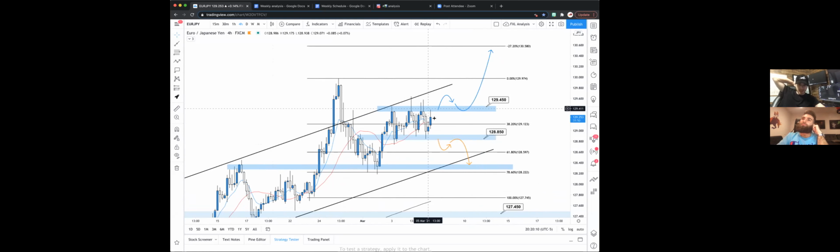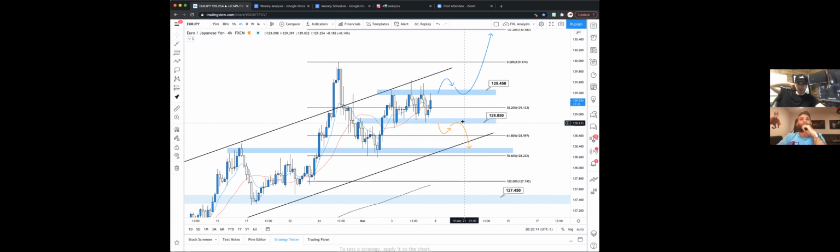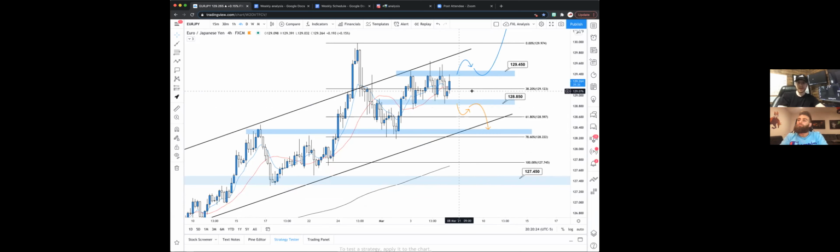But if it does fall out of this range here, doesn't develop higher, and we see it break lower, look for a lower high. You could catch a nice lower time frame short into this support level, closer to 128.3, and then reanalyze at that point. This would be your first target.